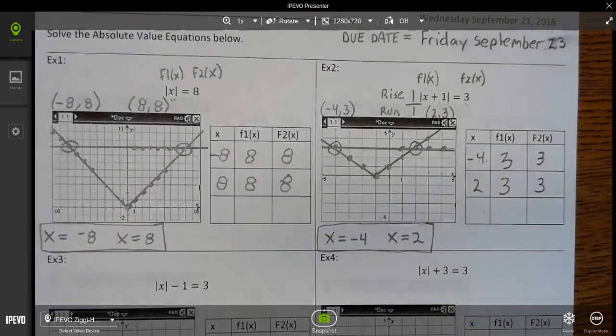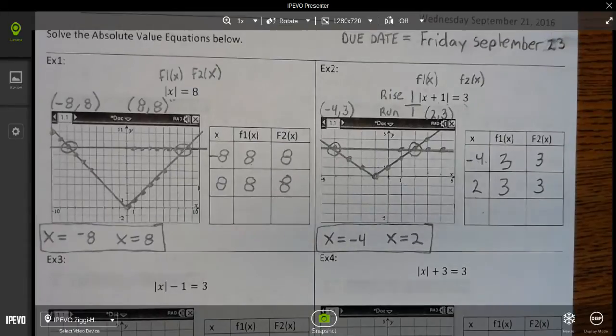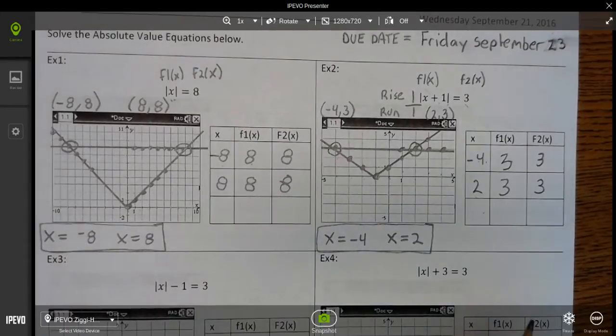All right, what I recommend doing is pausing the video and trying example 3. Then after you've tried it, play the video, and you can see if you did example 3 correctly.